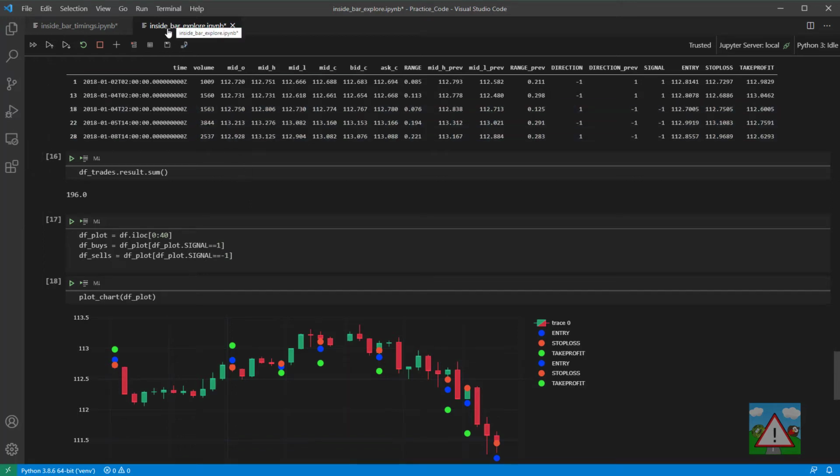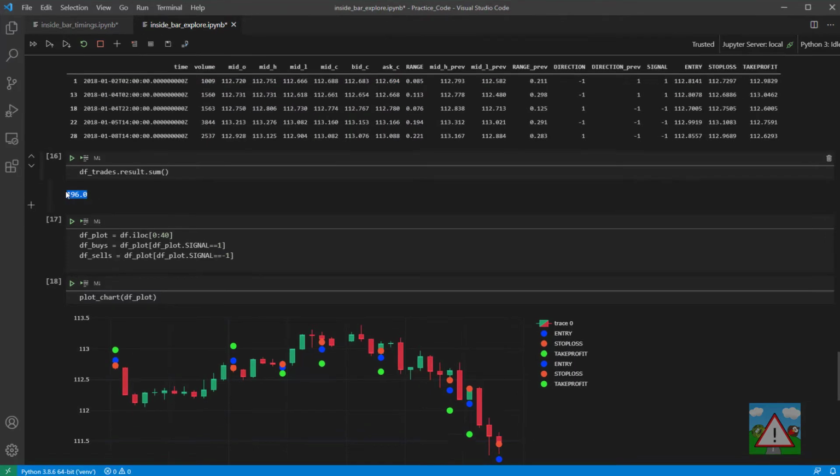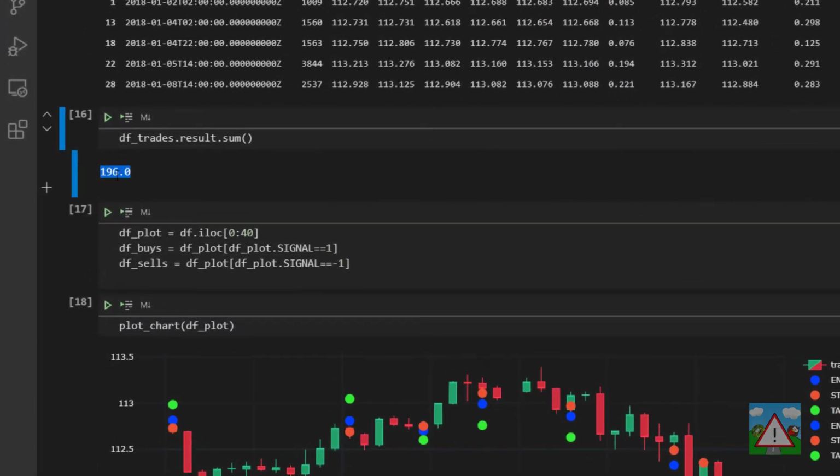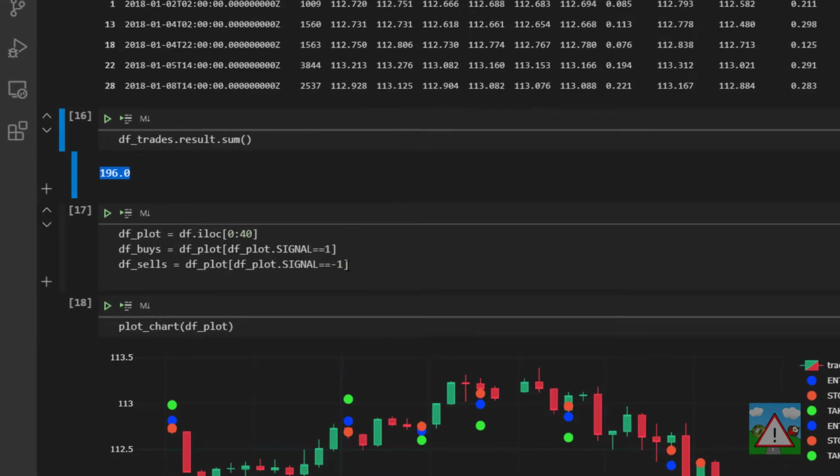So from the title of the video, you'll know what this is about, and it's a very, very short one. But inside the Inside Bar Explorer, you can see now that instead of 600 odd, I've got the result of 196 for the previous rough simulation we did.